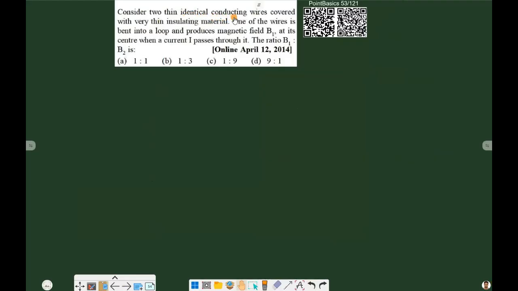Consider two thin identical conducting wires covered with very thin insulating material. One of these wires is bent to form a loop, producing magnetic field B1 at the center when a current I passes through it. And the second, I think it is not mentioned. The statement is not clear about what the second one is. The first one we made into a loop, and the second one we don't know. So there is a problem with the statement of this question. Let's move to the next one.